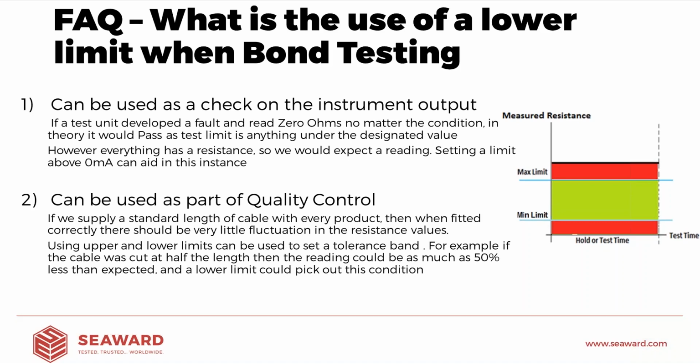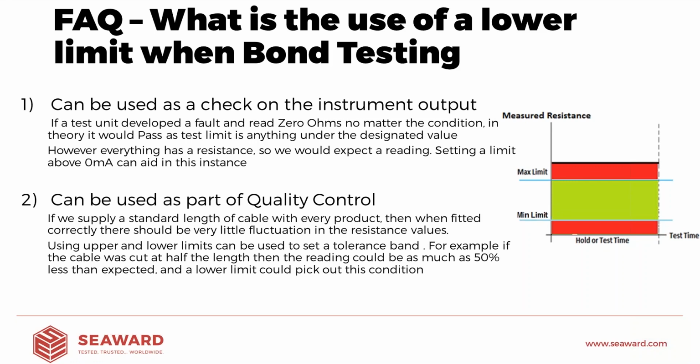Secondly, we can use it as part of quality control. Again, take for example a toaster. That toaster is always supplied with 2 meters of cable. It's always built in the same way. We're always using exactly the same amount of cable. Therefore, from toaster to toaster, we should expect very little fluctuation between the resistance readings. Okay, there may be some slight variation, but they should be there or thereabouts.